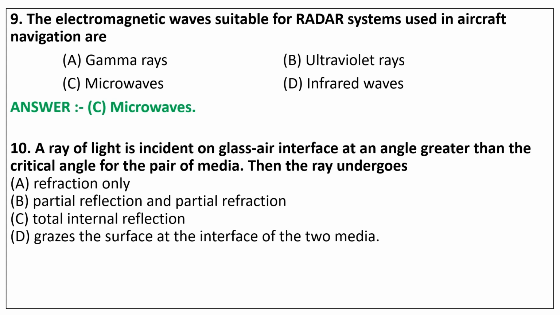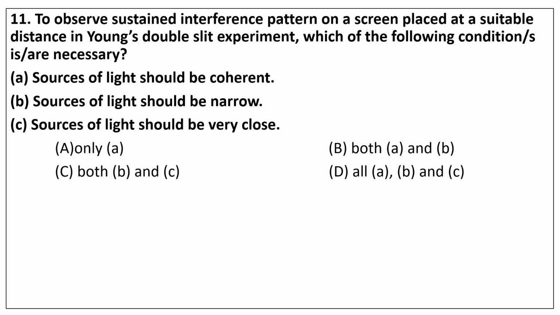Answer. C. Microwaves. 10. A ray of light is incident on glass-air interface at an angle greater than the critical angle for the pair of media. Then the ray undergoes A. Refraction only, B. Partial reflection and partial refraction, C. Total internal reflection, D. Grazes the surface at the interface of the two media. Answer. C. Total internal reflection.